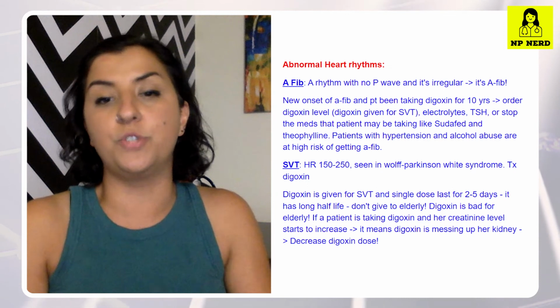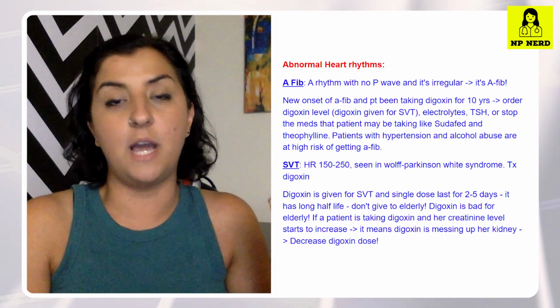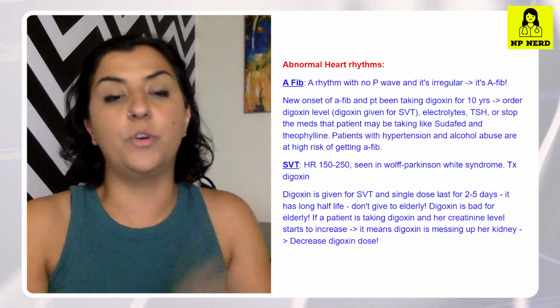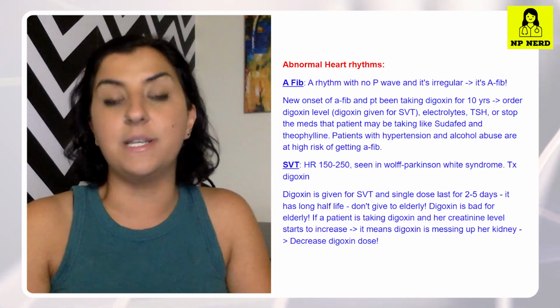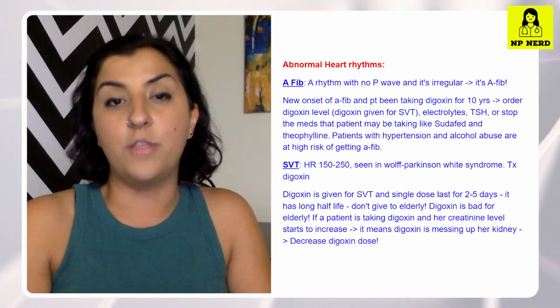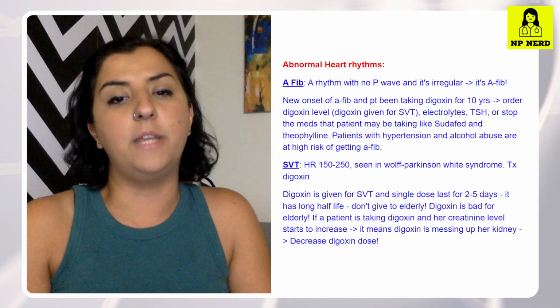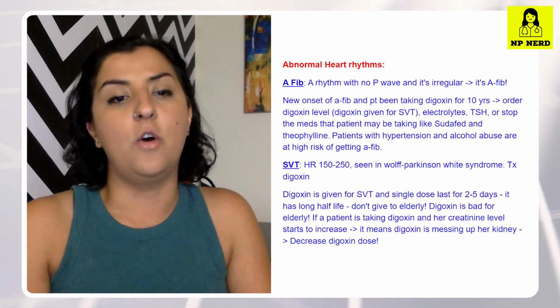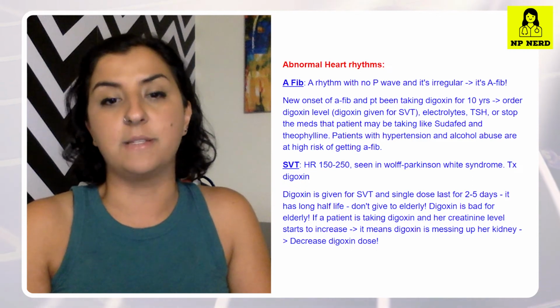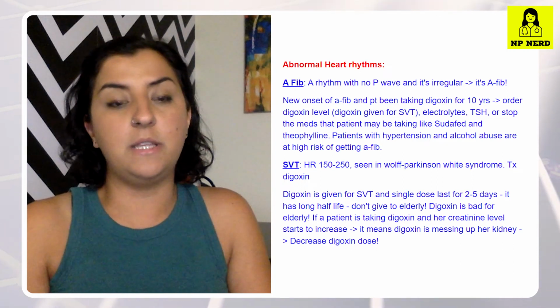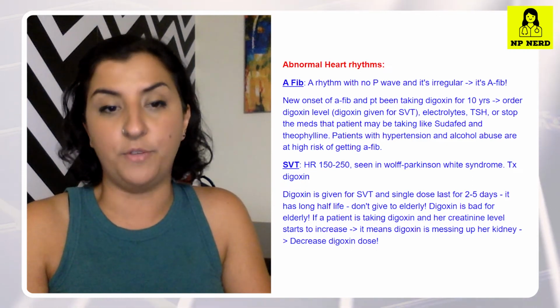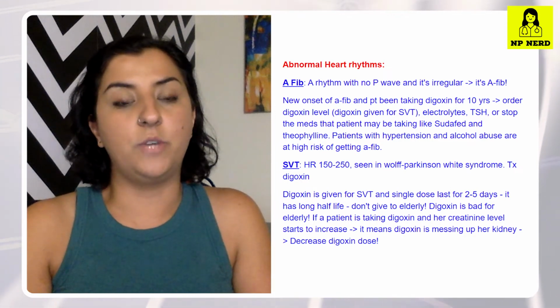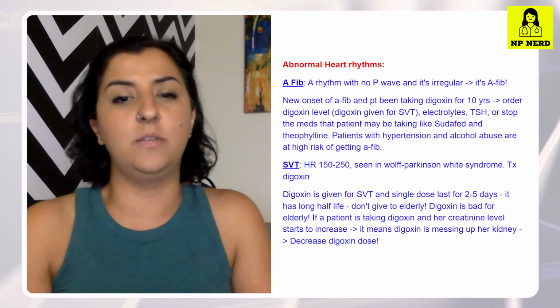So first you order a digoxin level, see how we're doing. Then you order your electrolytes, you order your TSH. Remember, you're trying to rule out thyroid problems. And then you stop the medications that the patient might be taking, like Sudafed or theophylline or all these meds. SVT, that's when the heart rate is 150 to 250. And that's when you get your lovely Wolff-Parkinson-White syndrome.